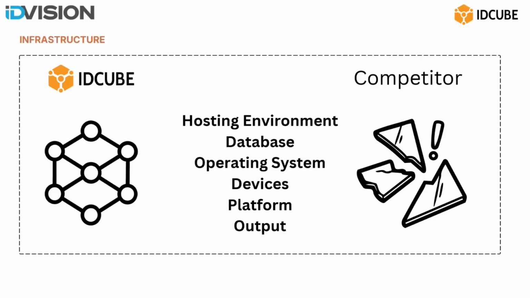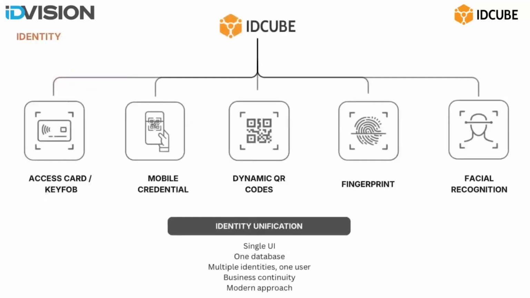You can have an event where if there is a deny access, the camera automatically records 5 seconds before it and 5 seconds after it and gives you a video playback. So this is the kind of intelligence that our platform provides.